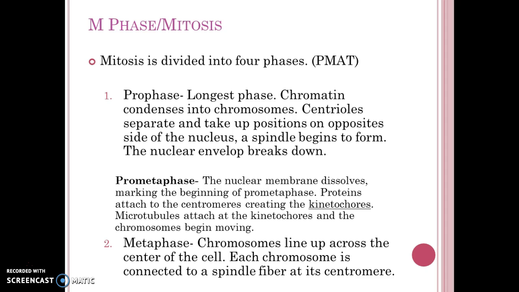Prometaphase is a phase where the nuclear membrane dissolves, marking the beginning of prometaphase. Proteins attach to the centromeres, creating the kinetochores, and microtubules attached at the kinetochore, and the chromosomes begin moving. During metaphase, chromosomes line up across the center of the cell. Each chromosome is connected to a spindle fiber at its centromere, or kinetochore.